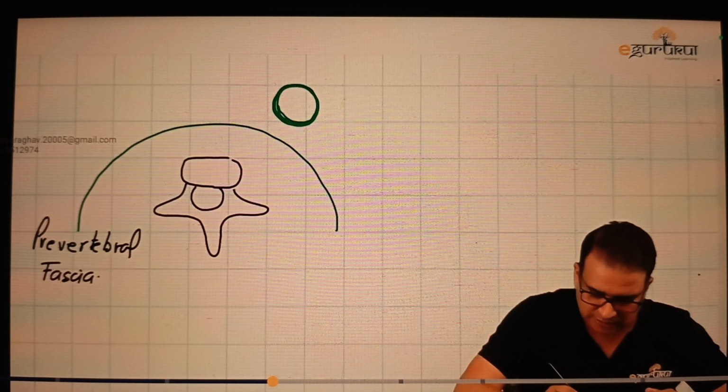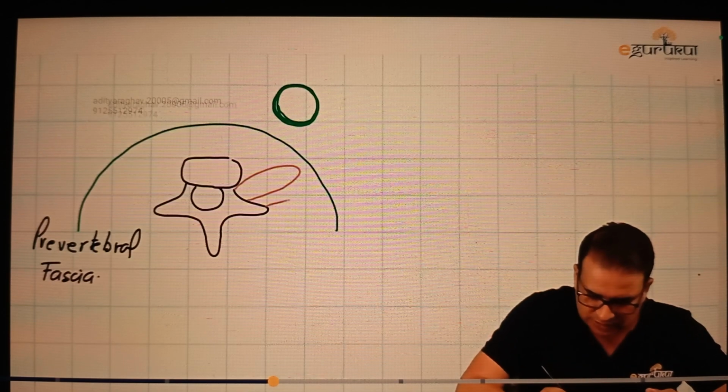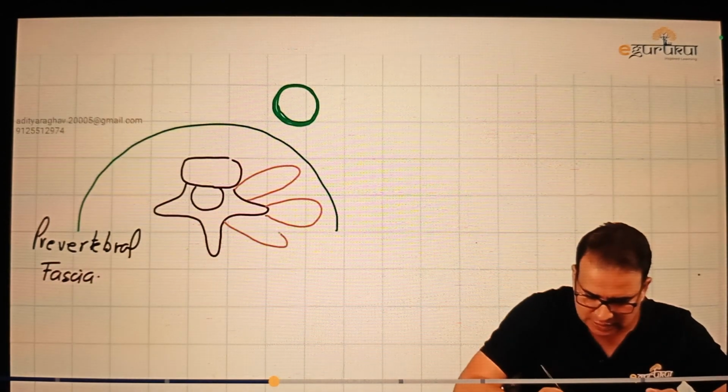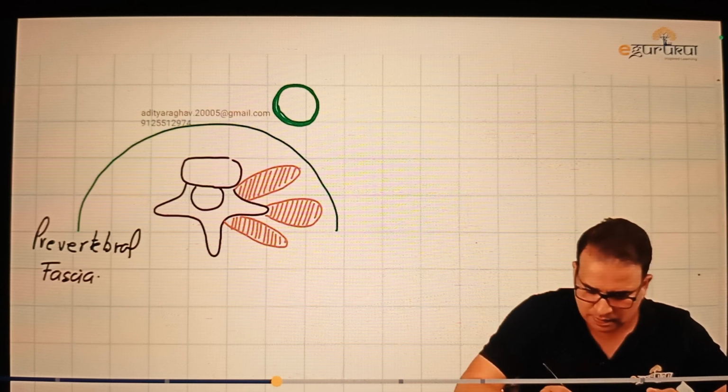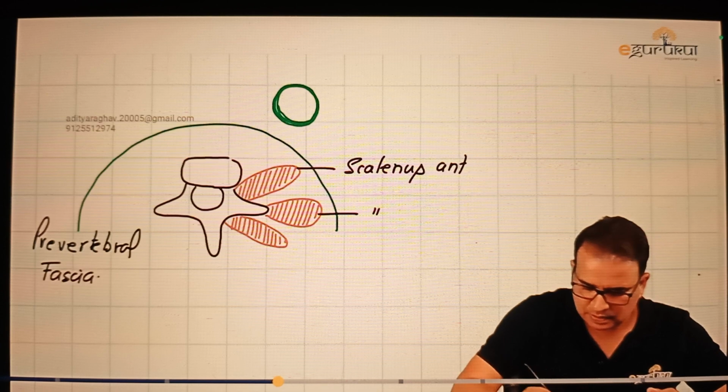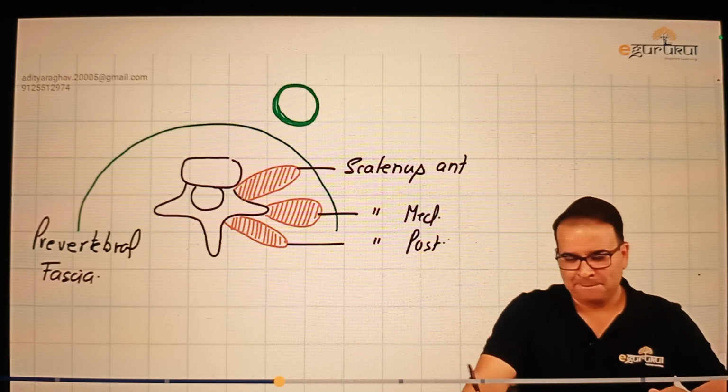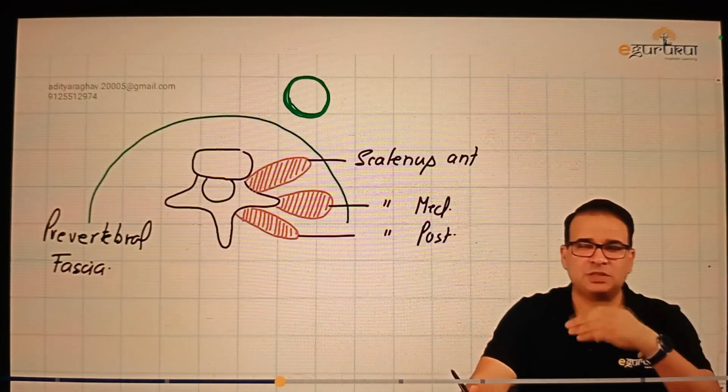So the three scalene muscles which you see here: the scalenus anterior, let's say in this manner. We've got a scalenus medius here, and this is the scalenus posterior. We've got scalenus anterior, that's scalenus medius, and that's posterior. Okay, so we're going to look at some important relations based on these muscles and fascia.